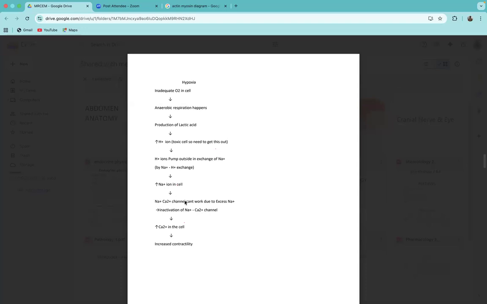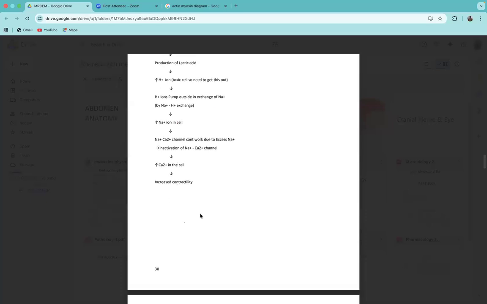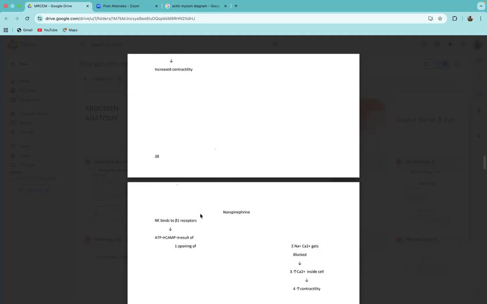So the sodium calcium exchange pump cannot work due to the excess sodium in the cell, which will ultimately cause the inactivation of the sodium calcium exchange pump. So the calcium cannot go back out of the cell either. So there will be more intracellular calcium present in the cell, which will finally present as increased contractility as well.